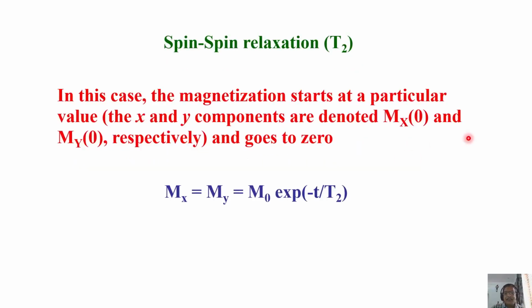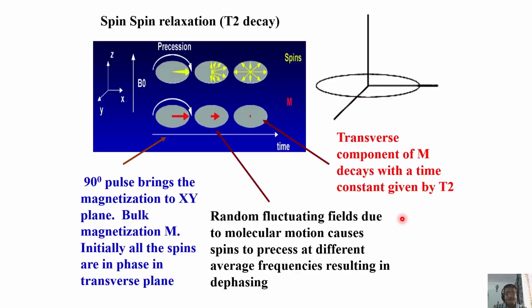And as I said, this is the Mx and My component, which you write as M0 times a decaying function. M0 is the initial magnetization, the thermal equilibrium magnetization. And when you give an enormous amount of time, after some time this will go to 0. Then there is no Mx and My component at all, there is no magnetization. You will not see any magnetization in the Mx and My component.